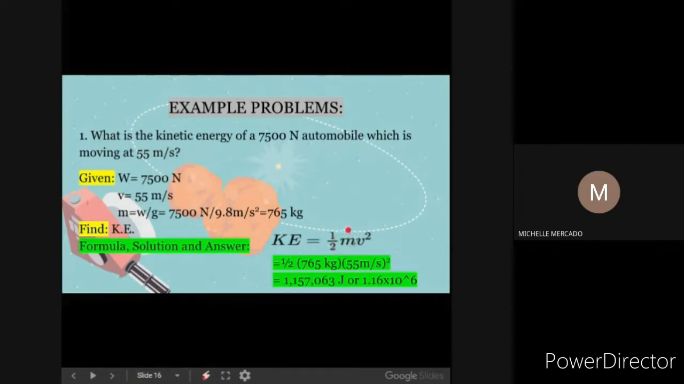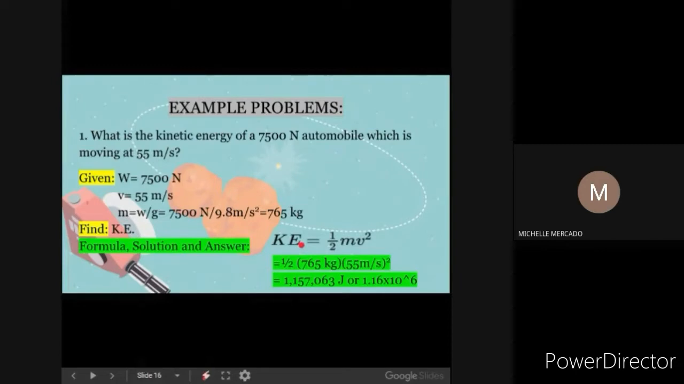Kung wala pong given mass dyan, apply natin yung another formula in order to find the given mass. So mass is equals to weight divided by the constant value of gravity, so yung 7,500 Newton, i-divide mo sa 9.8 meter per second squared in order to find the mass. So the given mass is 765 kilogram. Then we're going to find na the kinetic energy.